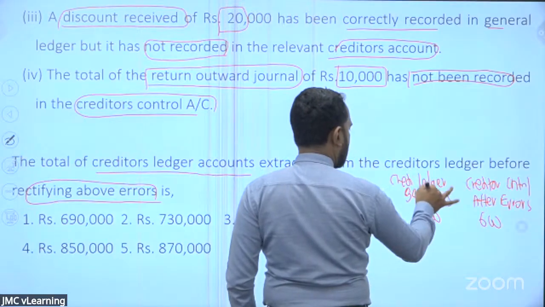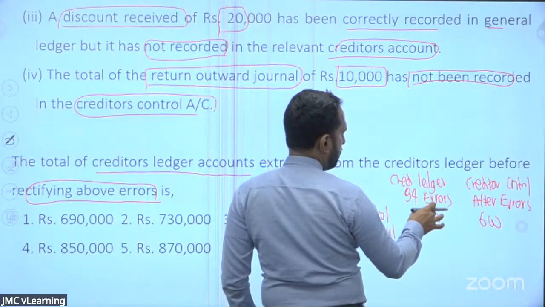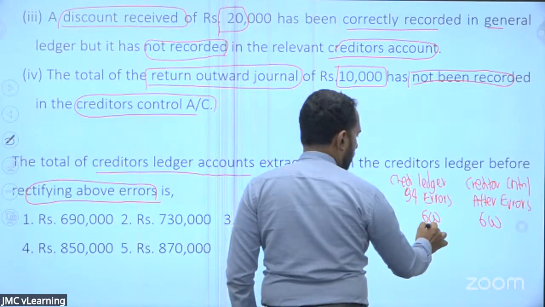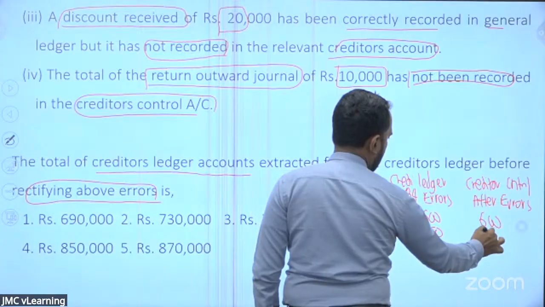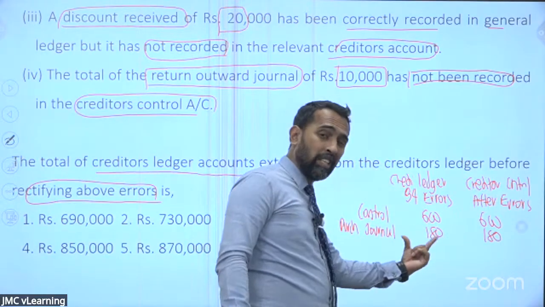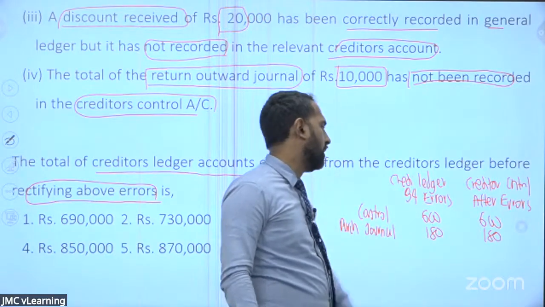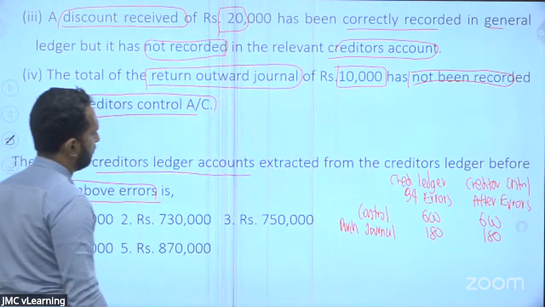Anyway, for the creditors ledger before the errors, this error was not there in the ledger. So even here we need to add 180, because to come to the ledger balance we have to add 180.